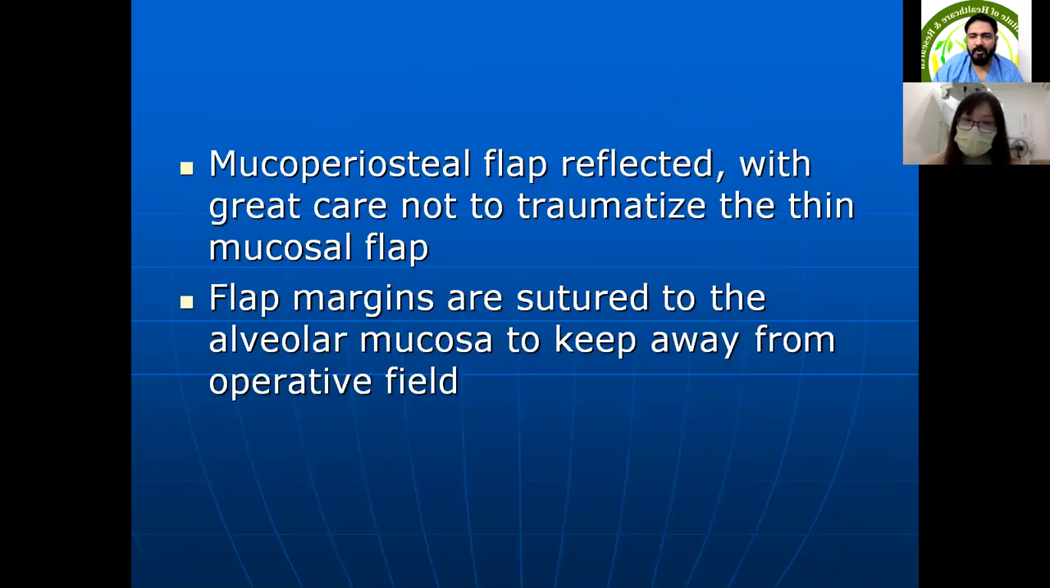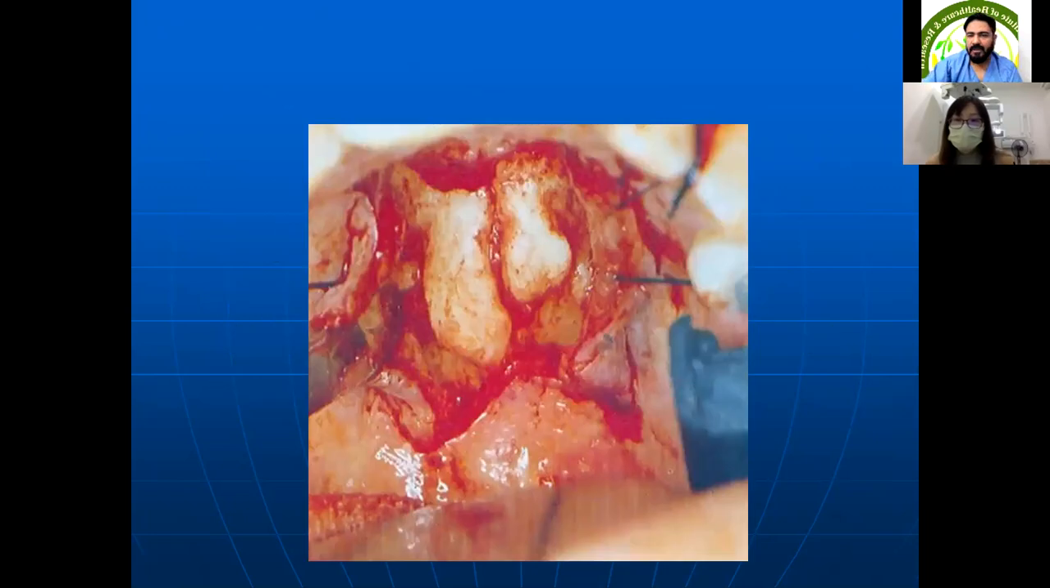Then these flaps are opened. The mucoperiosteal flap is reflected with great care not to traumatize the thin mucosal flaps, because these flaps may contain tributaries from the greater palatine artery. The flap margins are then sutured to the alveolar mucosa to keep them away from the operative field. Like when you reflect a flap in implantology, we give a holding suture, so the flap remains open with holding sutures to the opposite sides. Can you see this? Then we have a big torus here.